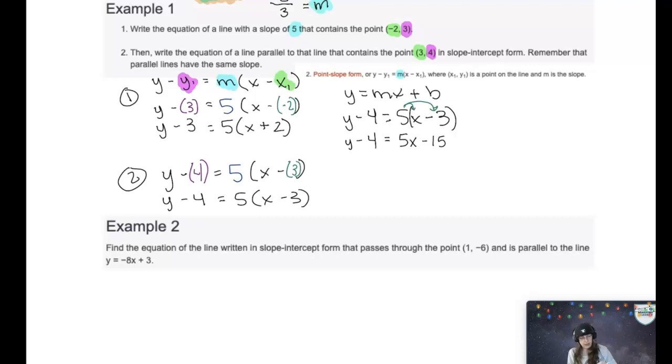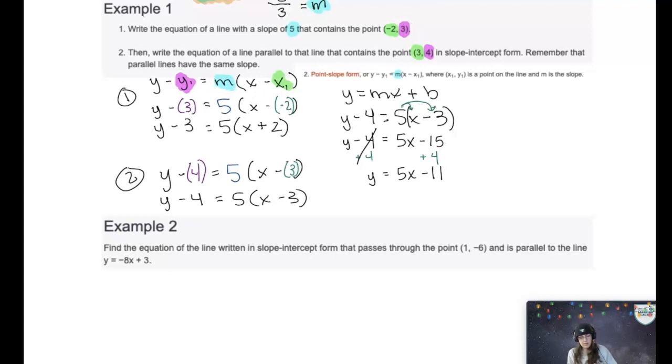And now you're just going to add 4 to both sides because you're going to balance your equation. Your negative 4 and your positive 4 are going to cancel each other out because the opposite of subtracting 4 is adding 4. Now you have y equals 5x minus 11. And so this right here is your answer to number 2.